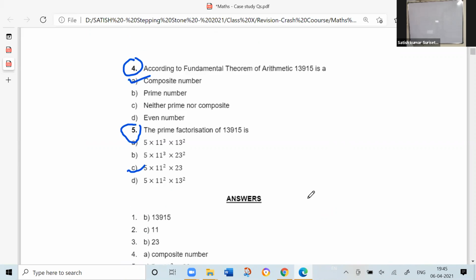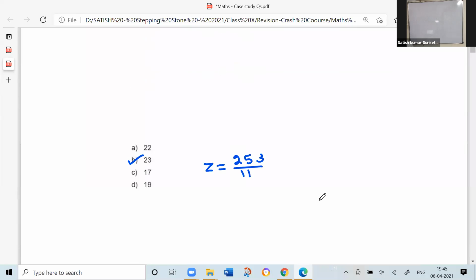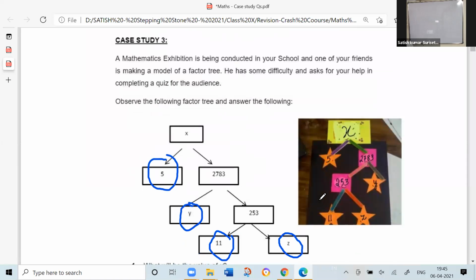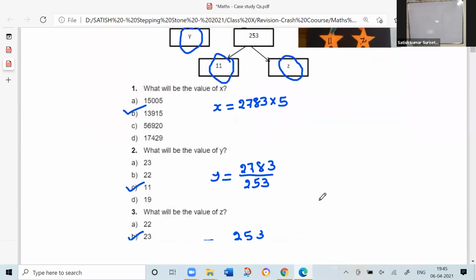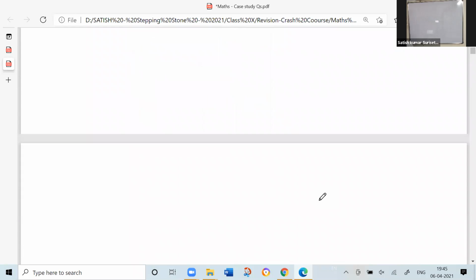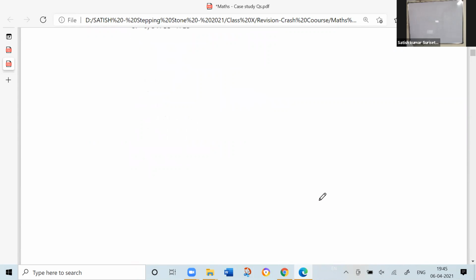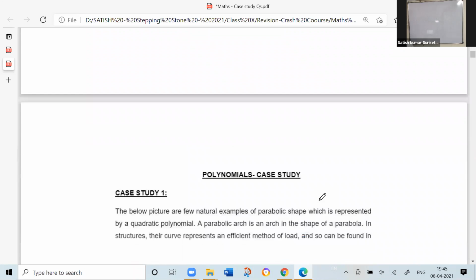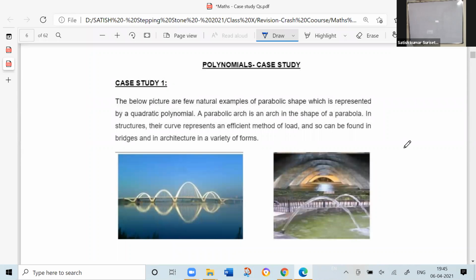Now, any problem on the explanation in this case study among the 5 questions? Or have you understood? Now, shall we move to the next? So only these are the 3 case studies for chapter 1, real numbers. Now, let us move to the polynomials case study. These are the application problems. If you observe the figures itself, you can understand.